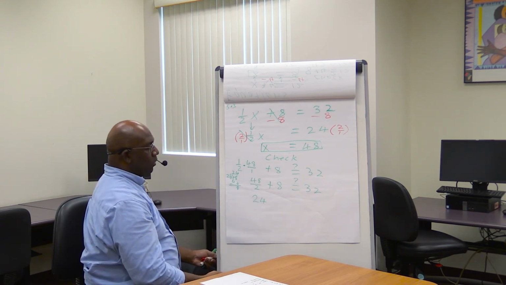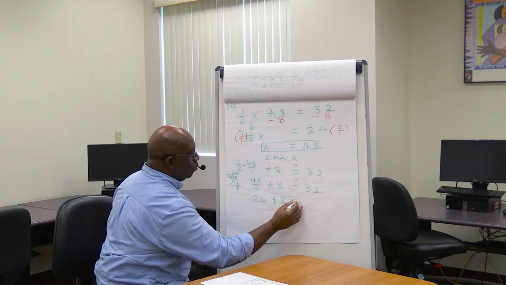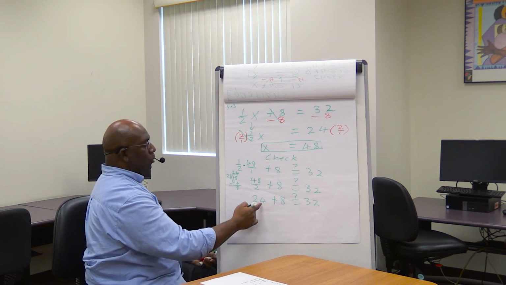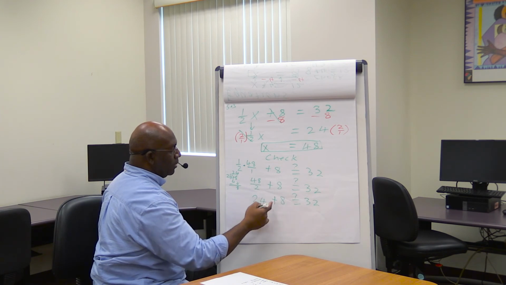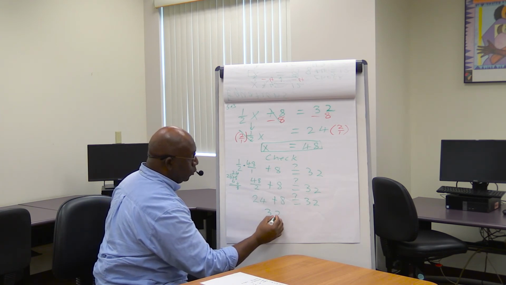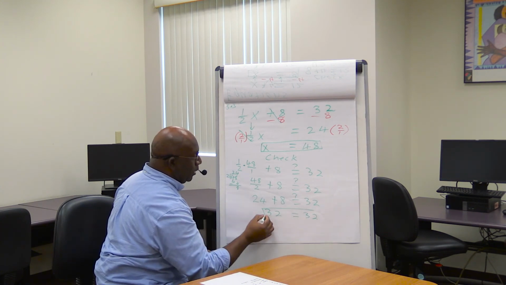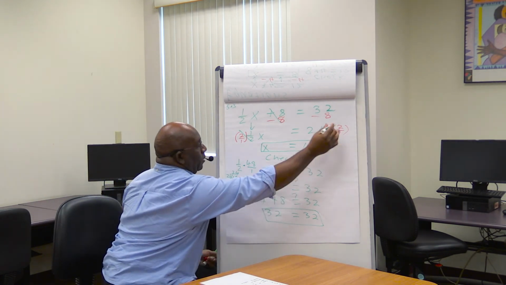So 48 divided by 2 is 24. Is 24 plus 8 equal to 32? 24 plus 6 is 30 plus another 2 is 32, is equal to 32, and so we know that our answer is correct.